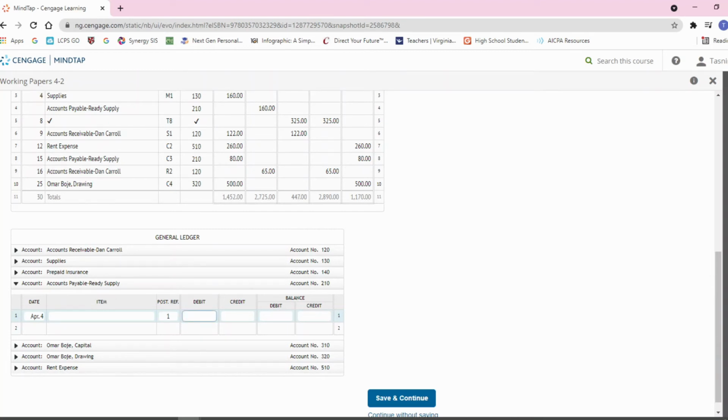And we have $160. We paid $160. That goes with our supplies. We paid supplies on account. And our balance is $160 right there. Alright, so it looks like we are going to have another transaction, but let's just wait until we get to that transaction. Alright, so let's move on to our check mark.